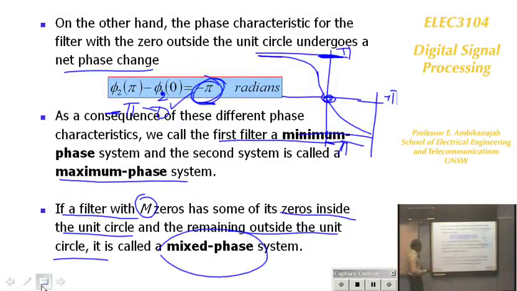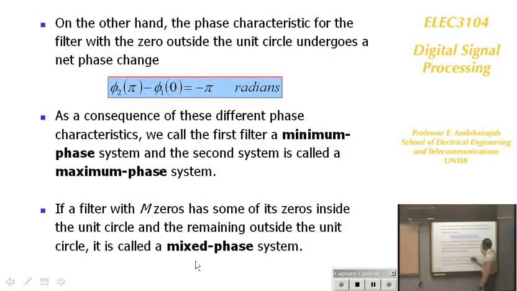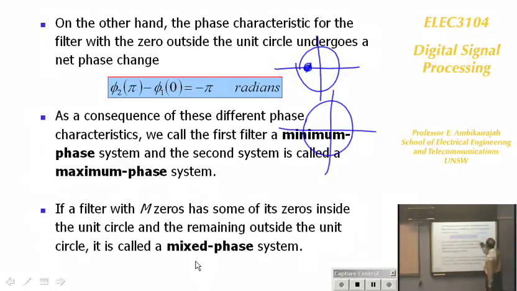So now we come in and say, right, here are the two cases. In the first case, what did we have? In the first filter, what did we have? Go back to the first filter. In the first filter, if you look at the 0, it was inside. For the second filter, the 0 was reflected, so it was outside.